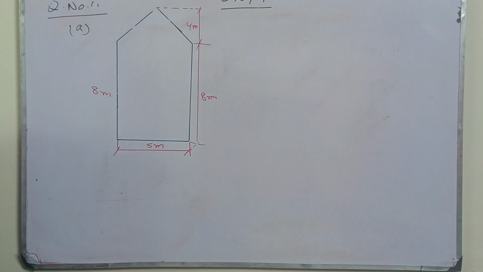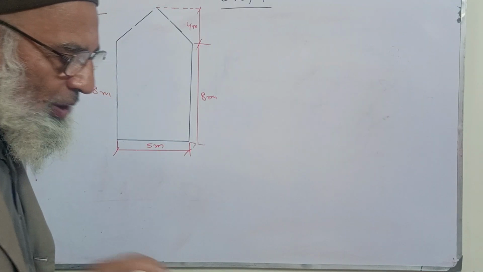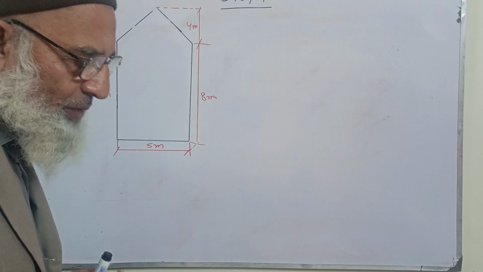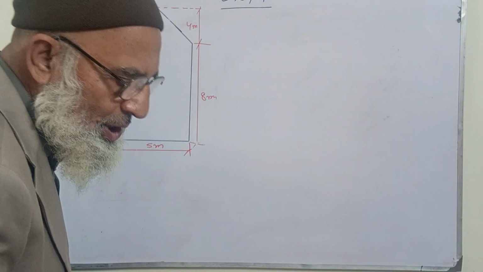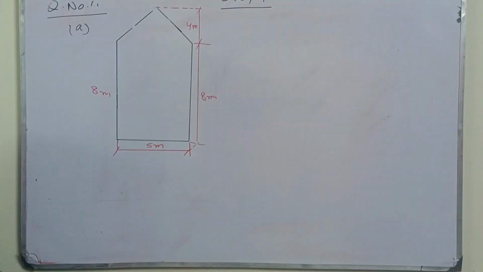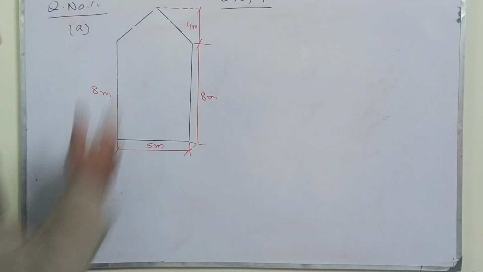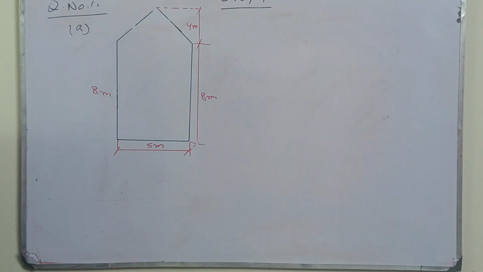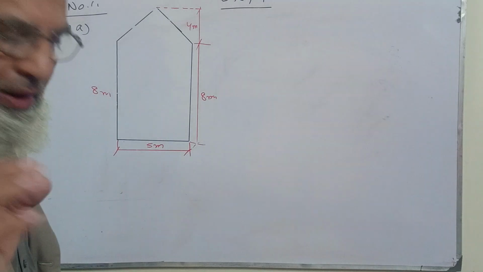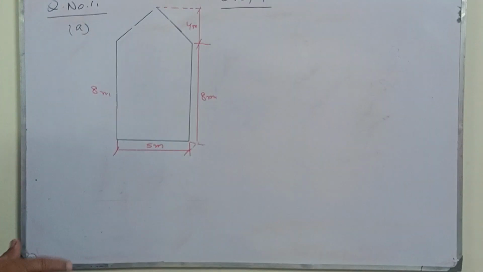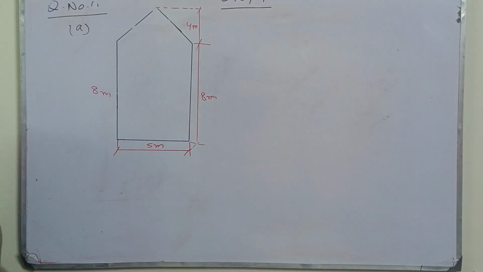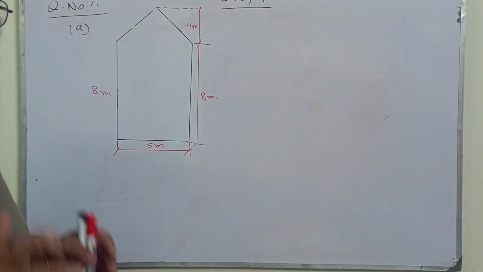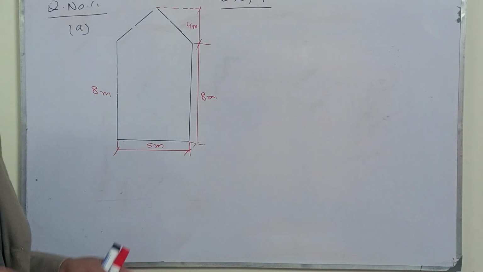Now what is the question? The question is, the following shapes can all be divided into simple shapes. In each, find the total area. Now I have to find this total area. The hint has been given in the question that you have to divide these figures, these shapes, into smaller shapes or different shapes.